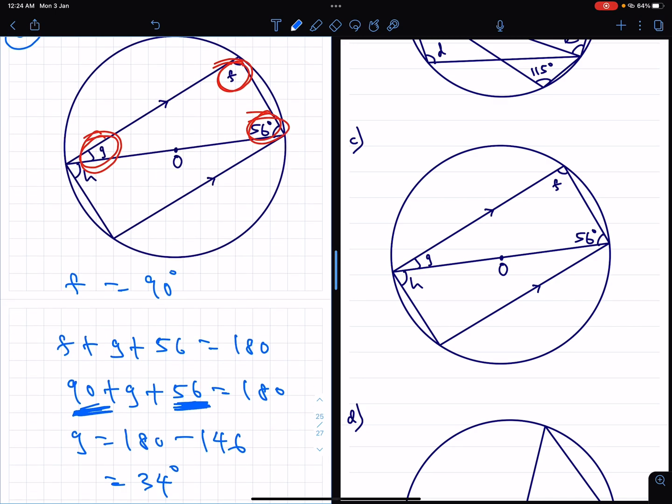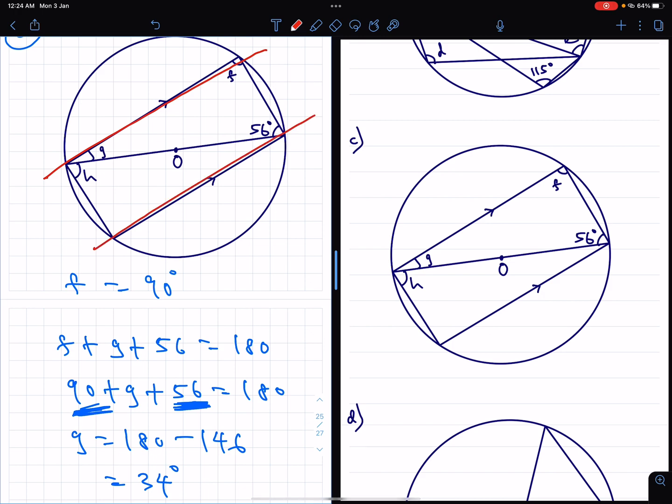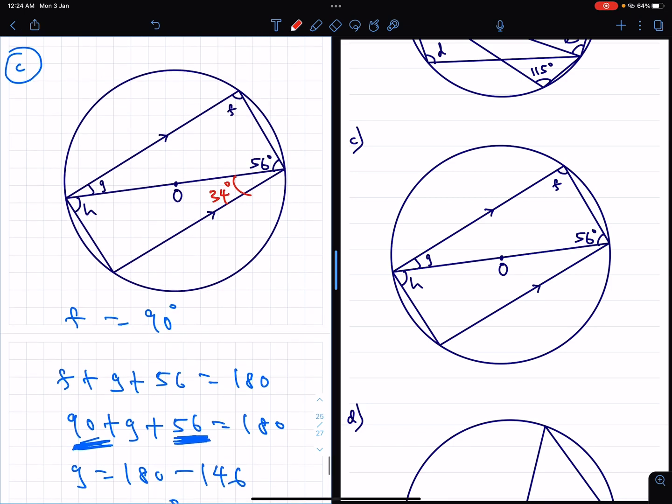Now what's next? I want to find H now. How do I find H? If this line is parallel to this line, that means this angle and this angle are alternate angles. So it simply means that this angle is also the same as G, and that value is 34 degrees. Alternate angles. So if I know that this one is also 90 degrees, I shouldn't forget that that's the symbol for 90 degrees. This angle is also 90 degrees, angle in a semicircle.